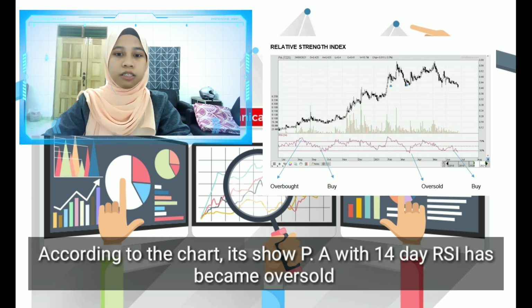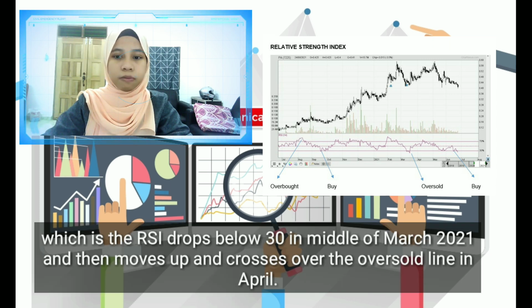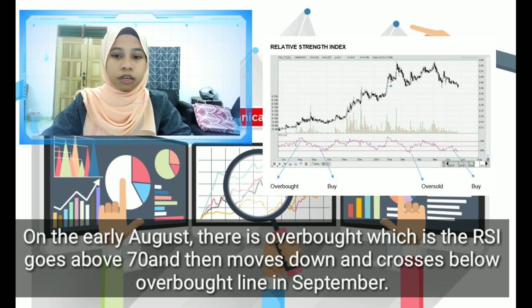According to the chart, it shows PA with the 40-day RSI has become oversold, which is when the RSI drops below 30 in the middle of March 2021, and then moves up and crosses over the oversold line in April. In August, there is an overbought condition, which is when the RSI goes above 70 and then moves down and crosses below the overbought line in September.